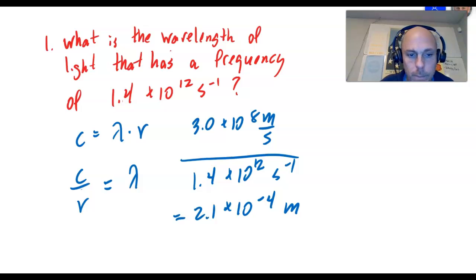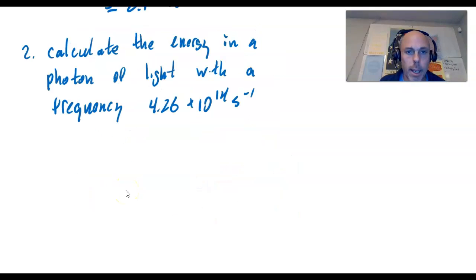All right, let's try one more. This one says to calculate the energy in a photon of light with a frequency of 4.26 times 10 to the 14 seconds to the minus 1. By the way, seconds to the minus 1 are also called hertz. A hertz is an inverse second, or a 1 over second.